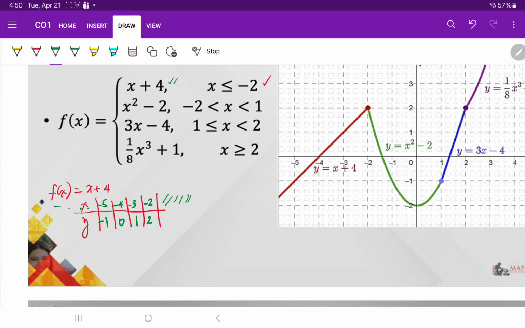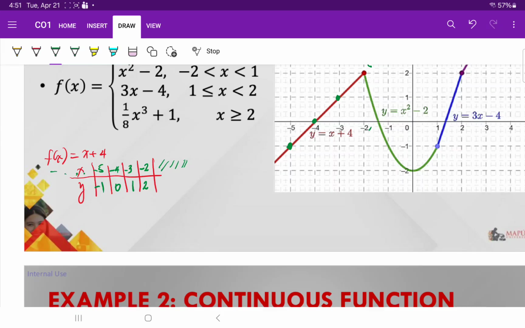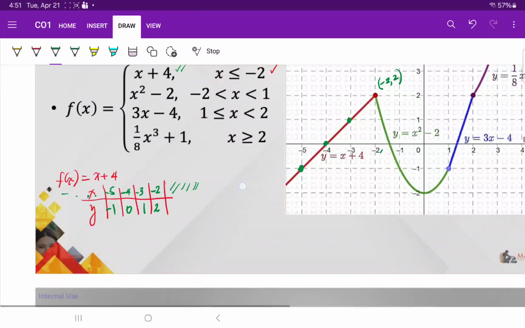So if you're going to draw the graph here, look. When x is -2, your y is +2. So this is -2, +2. And then when x is -3, you have +1. When x is -4, it's 0. When -5, it's -1. So this is the line. You have this as the graph of x plus 4. Now, how will you draw x squared minus 2? So look, the point plotting system can also be used. But you know that if you have x squared minus 2, this is a parabola.